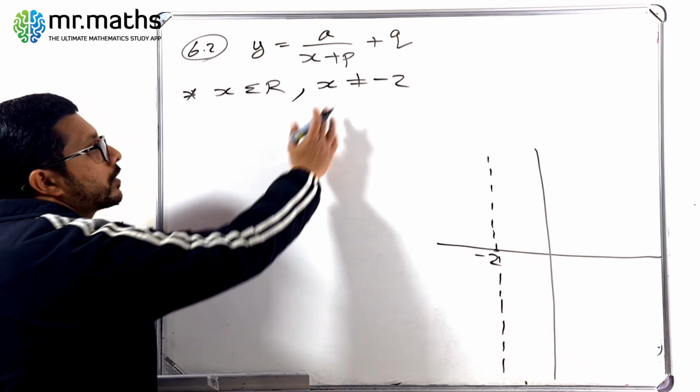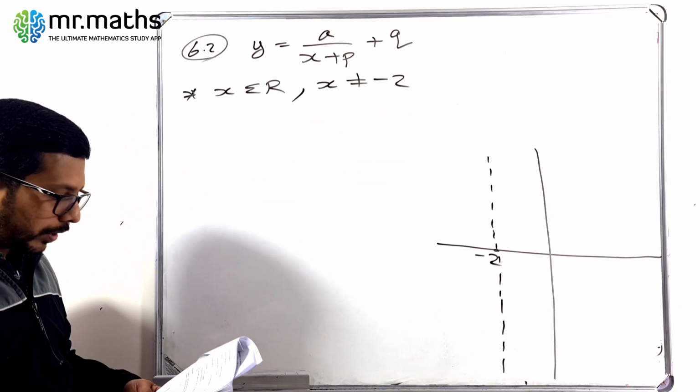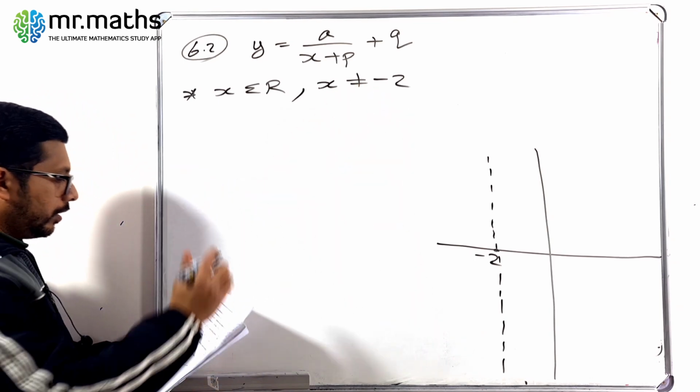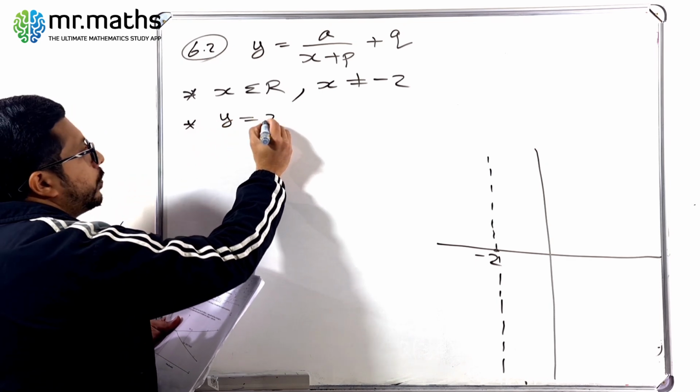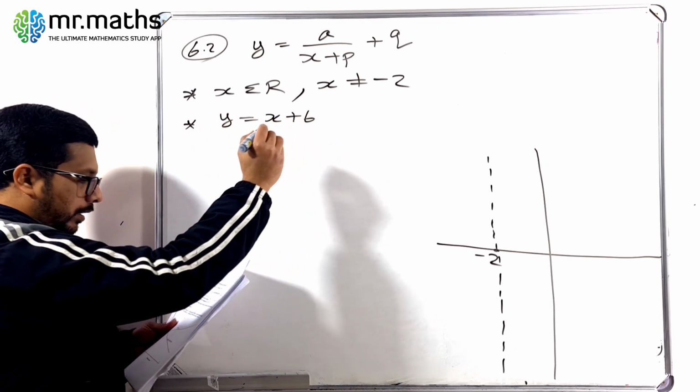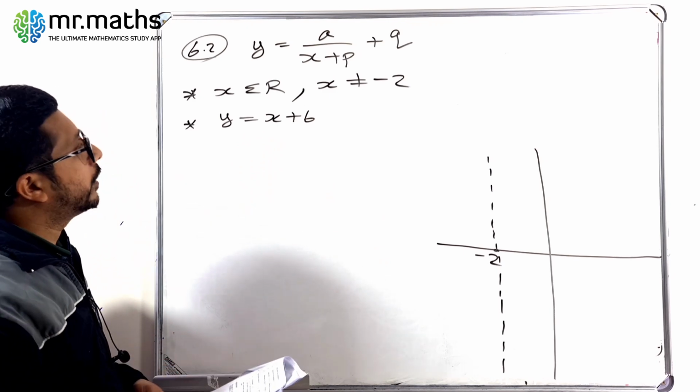That is the meaning of x not equal to -2. Okay, now second point, y is equal to x plus 6 is an axis of symmetry.